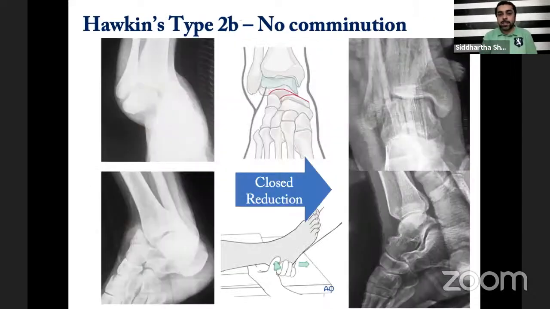Now this is a Hawkins type 2B fracture with a subtalar dislocation, and you can see that this is an impressive sort of deformity. But when this patient came to us, we were able to do a closed reduction straight away. And how do you do this? So you plantar flex the ankle and flex the knee. This relaxes the gastrocnemius tendo-Achilles complex. You give traction and increase the deformity to unlock this. And then you gradually reverse the deformity. And in this case, we were able to get a good reduction.